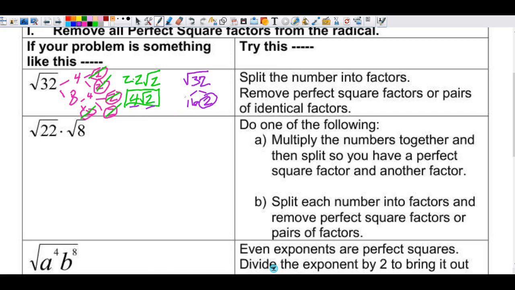One other way to look at this, let's see if I can figure out where to write it. I don't think you can always see that. Yeah, I'll do it over here. Square root of 32.